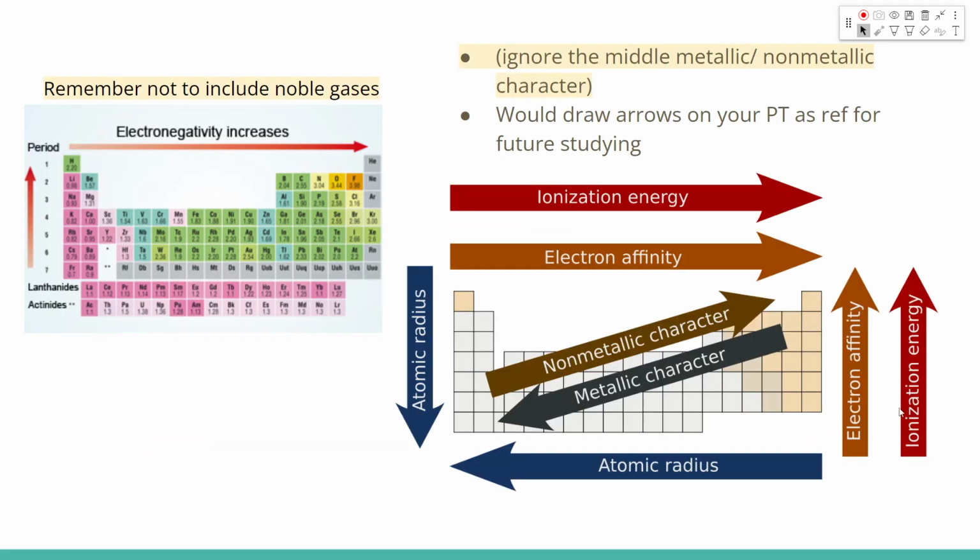Here are the trends to know that are summarized in the sheets I printed out for you. You don't need the non-metallic or metallic character part. You could also draw these on your periodic table if you want to for your own reference. Just make sure that you know them for memorizing purposes, or you can at least justify it. Again, you don't have to necessarily memorize it if you know and understand how Coulomb's law works.